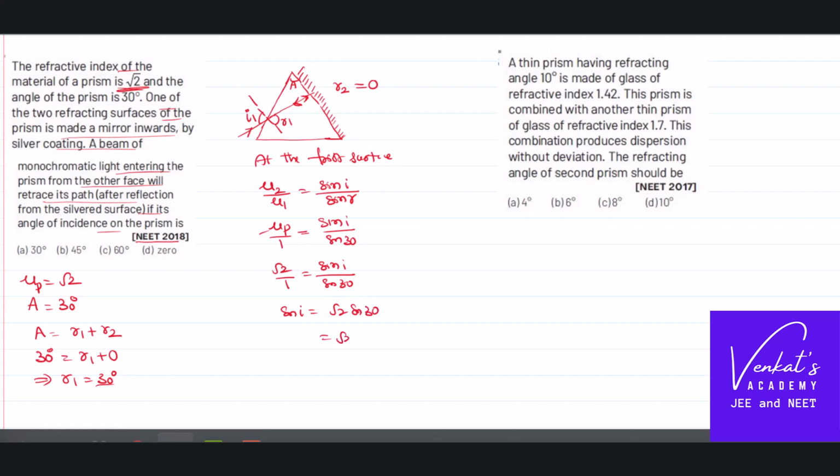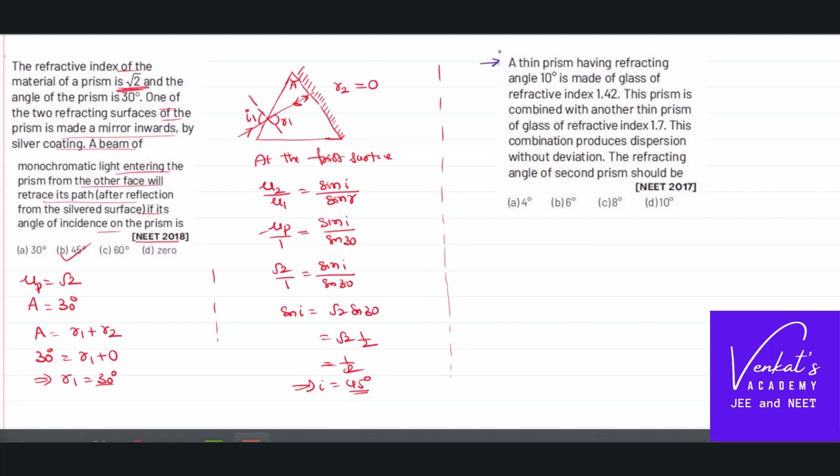That is root 2 into sin 30, which is 1 by 2. That is 1 by root 2. That implies angle of incidence equals 45 degree. So in this case, angle of incidence is 45 degree. That's how we have to solve that first problem.